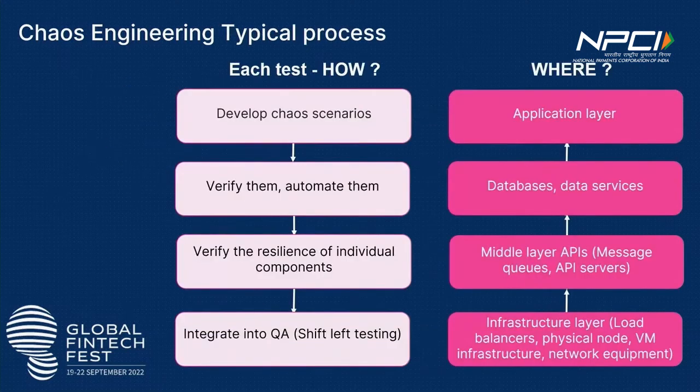And this is what we just discussed. You take one scenario, you do it well, you identify the steady state hypothesis, you test it, and you automate it, and then move on, right? Move on from the infrastructure layer all the way till the application layer, right?